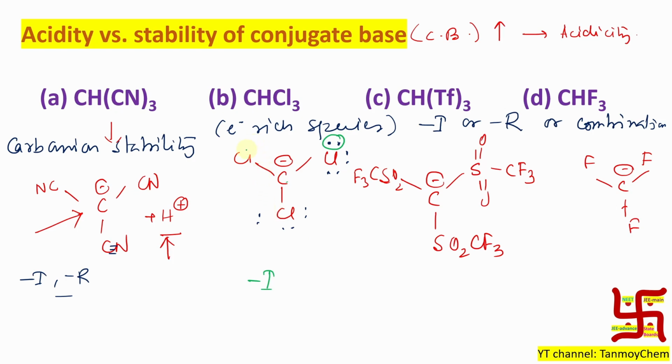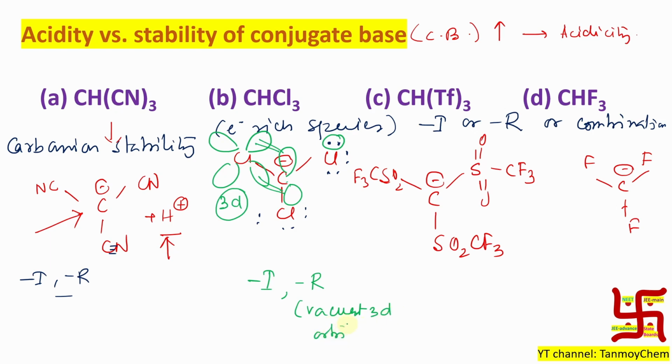Not only that, this chlorine has a vacant d orbital. What do I mean? 3d orbital. So that can also participate in conjugation such that this negative charge could be delocalized and stabilized. So here minus I, and here also a minus R kind of effect operates by the vacant 3d orbital.